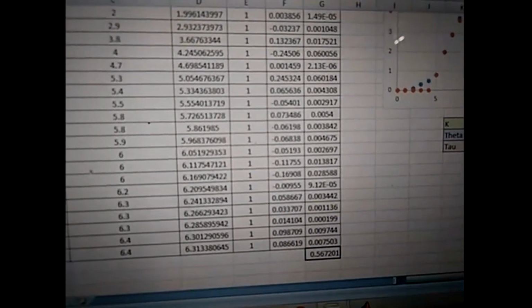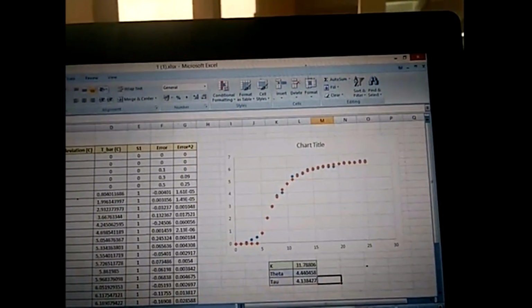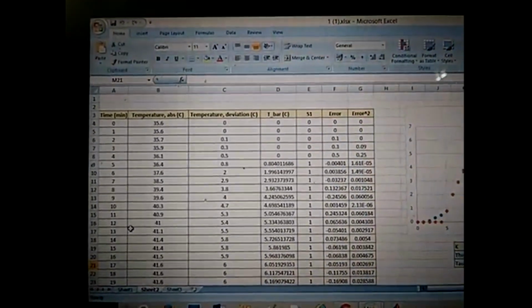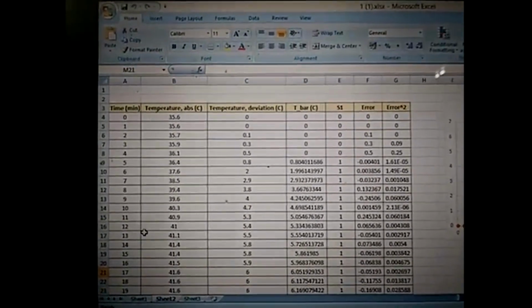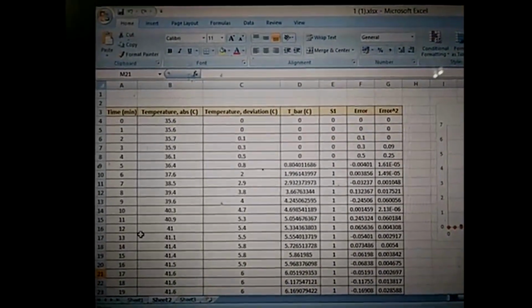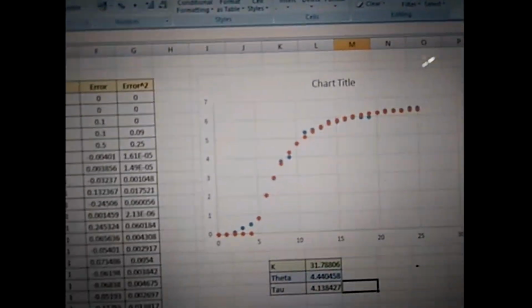Then from that data, we plot the graph. Then the T bar will approach our data from the experiment. Then we get our K value, theta and tau. Here is our K value, theta and tau.